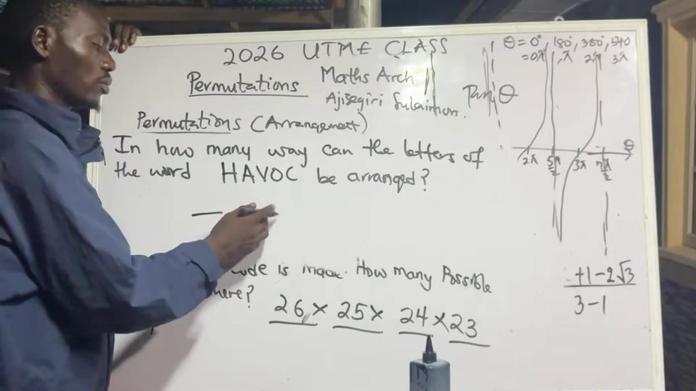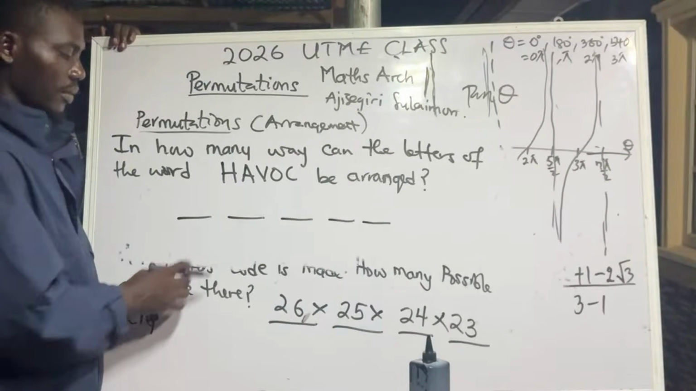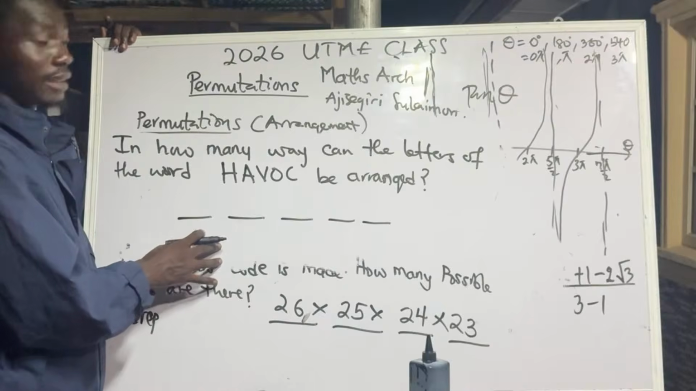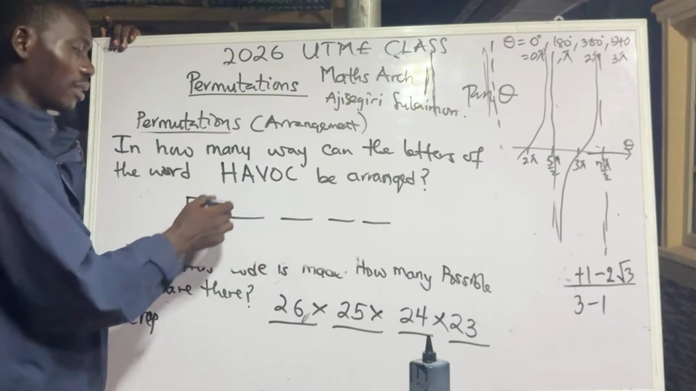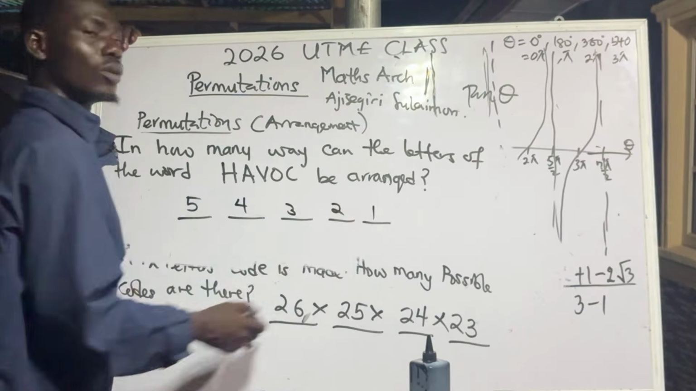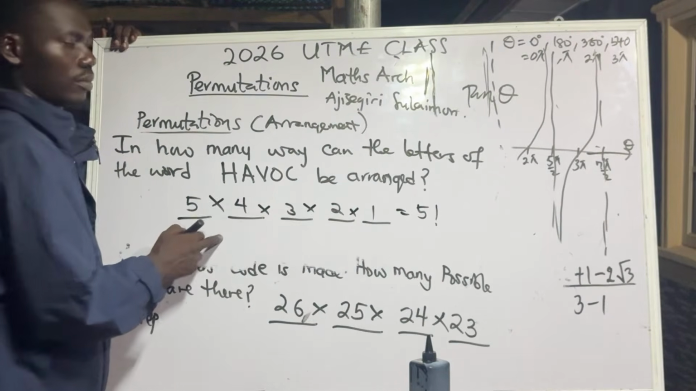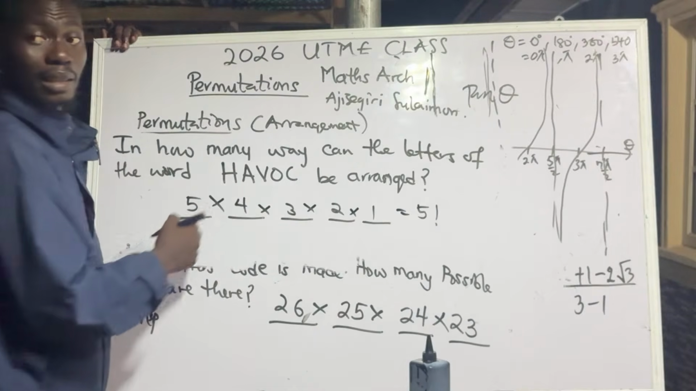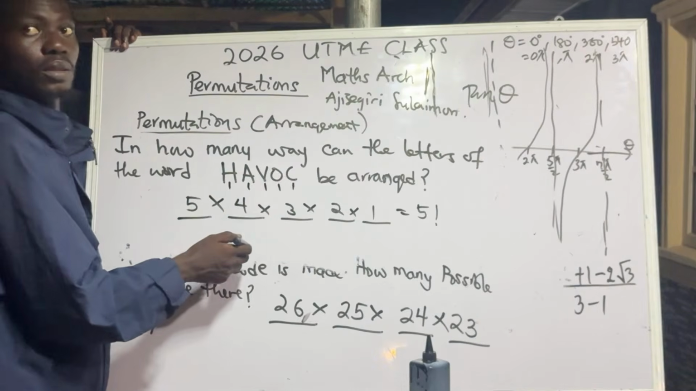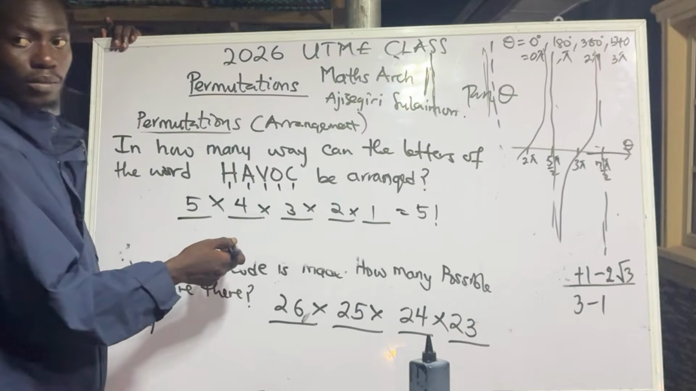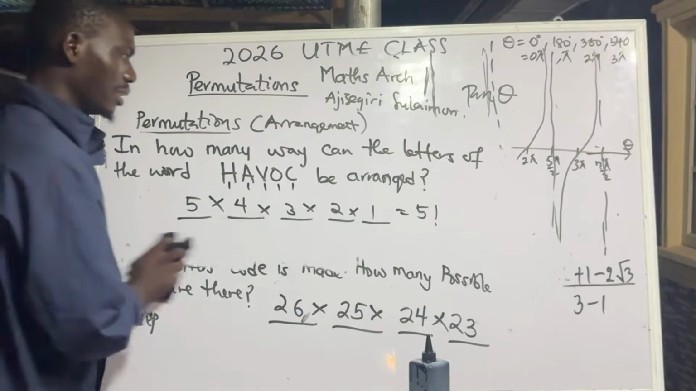We have 1, 2, 3, 4, 5 positions. And this one here has how many options? It has 5. Remember, there's no repetition because you just have a fixed letter. This one 4, this one 3, this one 2, this one 1. This is the same thing as 5 factorial. That means we're taking all the letters at a time. H, A, V, O, C. We're taking all at a time. That's 5 factorial, which is 120.